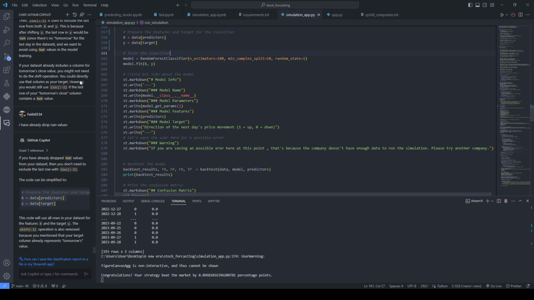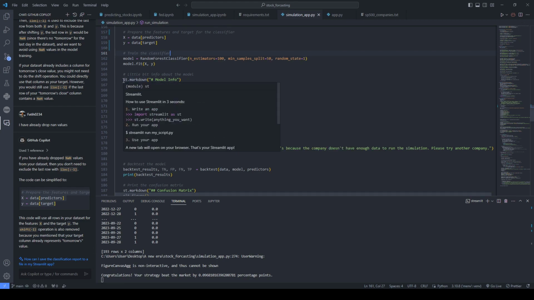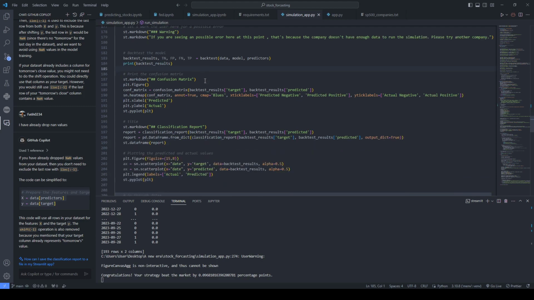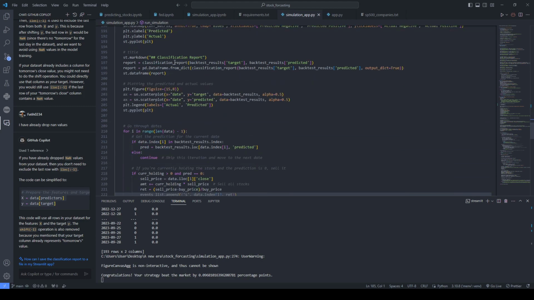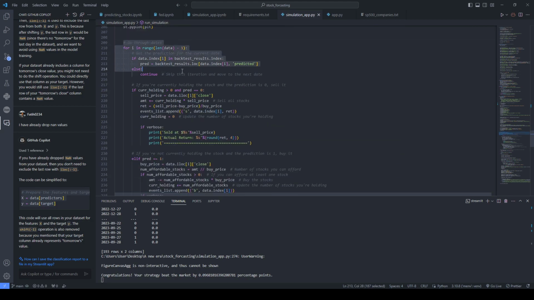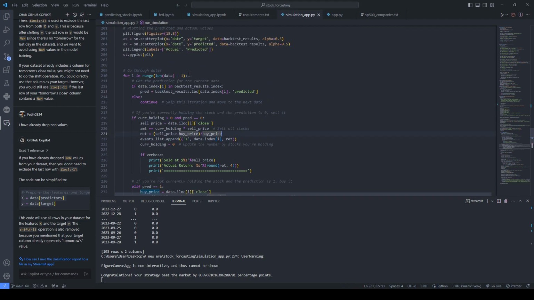So these are the Streamlit codes, just basic information and everything, and it goes on to the confusion matrix, and we see the reports and everything. And this part is an important part. This is where we make the decisions.